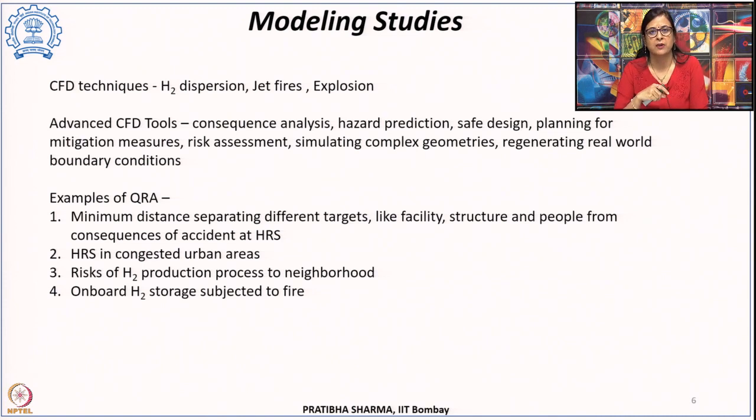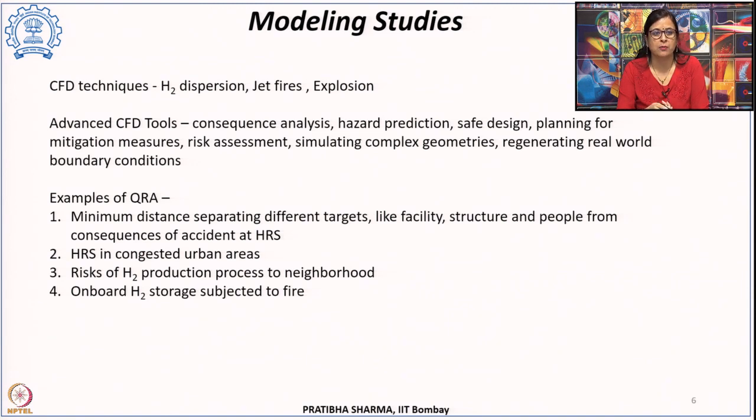Although in the previous class we have seen that experimental techniques can provide better insight, there are limitations to the experimental techniques. They are quite expensive, and at times large scale accidents cannot be replicated so as to do a risk analysis, and there the computational technique plays an important role.